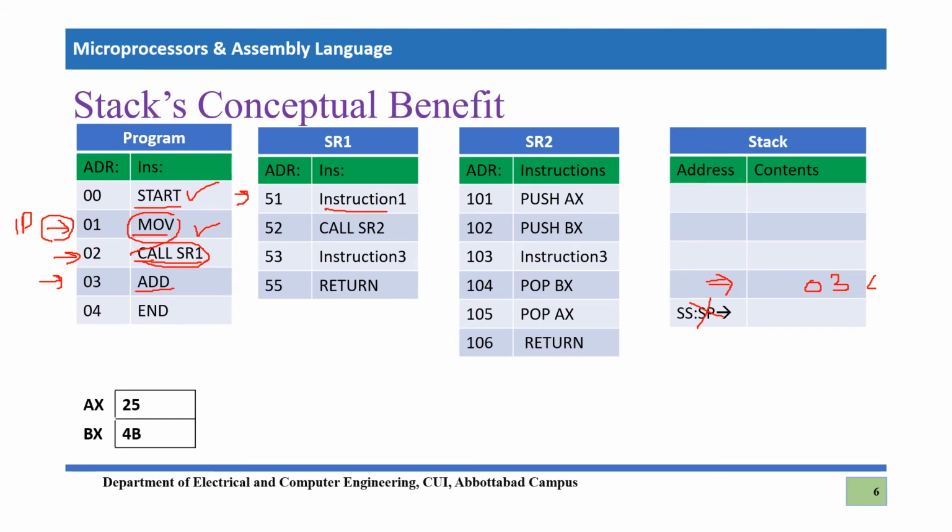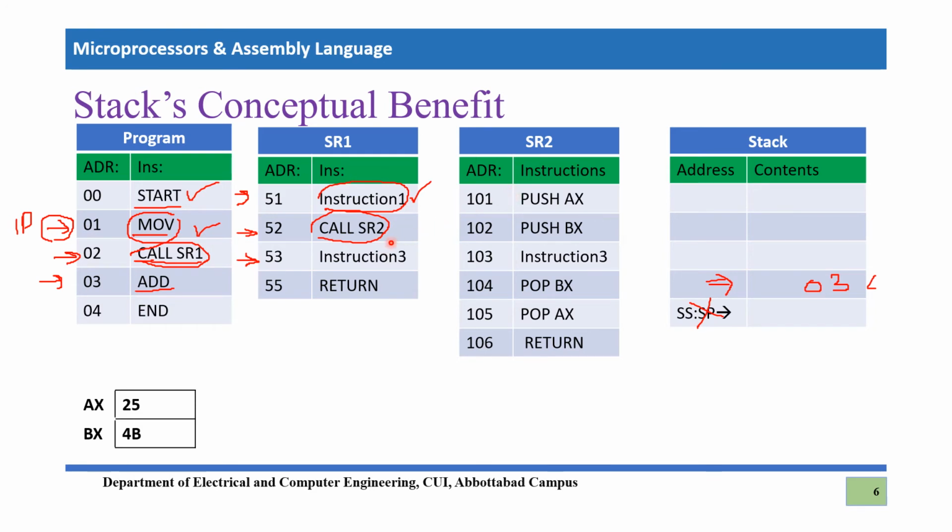While this instruction is going to execute, IP is going to point to the next instruction. While this instruction is executed, the microprocessor will execute this instruction, and the next instruction will be pointed to by IP. Now this next instruction is call SR2, and it's again a call instruction, and it will force the microprocessor to leave this portion of code and switch to this 101.